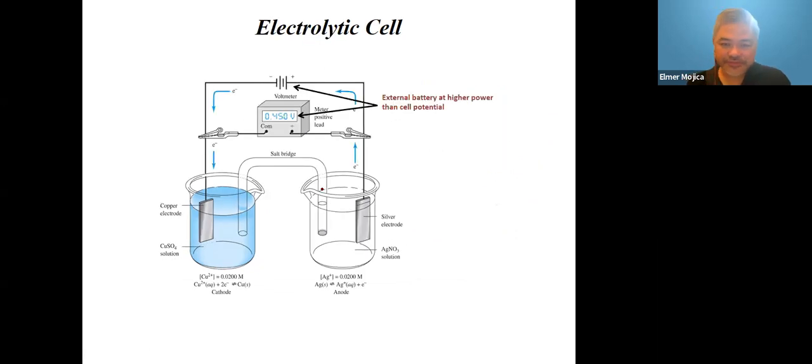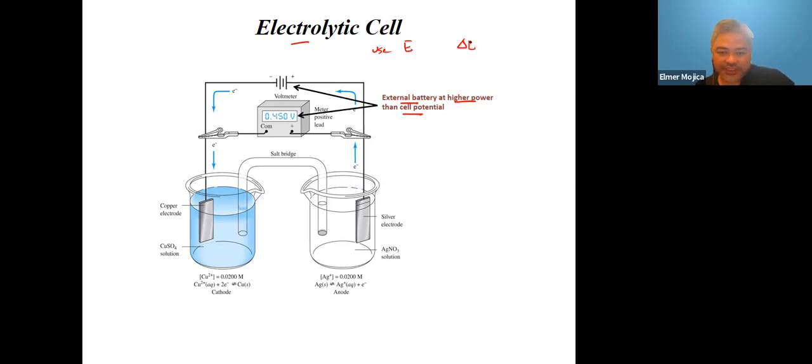Now the other one, okay, you need an external battery. And the external battery should have a higher power than the cell potential. So in an electrolytic cell, you use energy. Okay? So that means the reaction will not happen on its own. The reaction will not occur naturally. It requires some sort of an external stimulus, like an energy, for the reaction to occur.